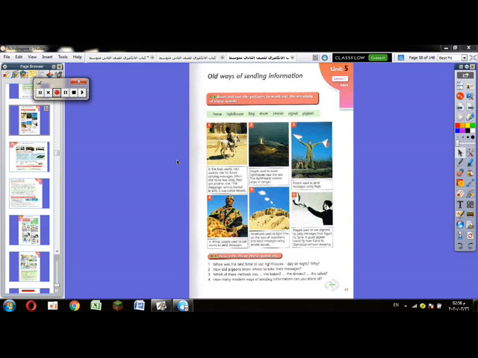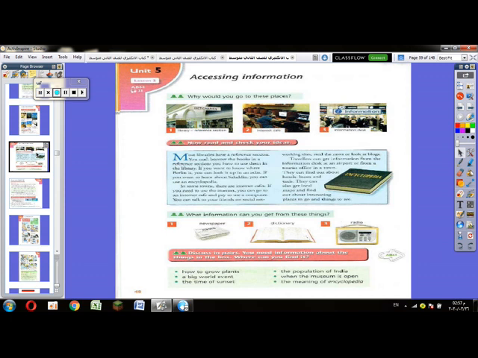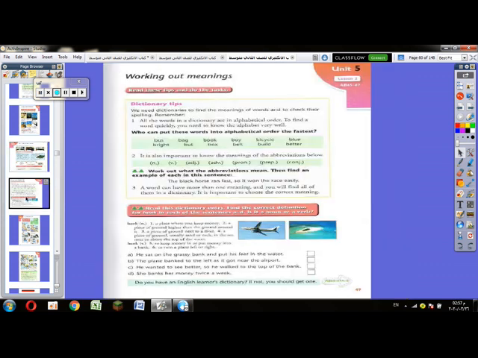So we can see all the ways of sending information. We talk to the students about this page, just for a review of the lesson. And we can see in unit 5, lesson 2, we read a short text about ways of accessing information, listen to details, and write notes. Ask for advice. You can see that is lesson 2.